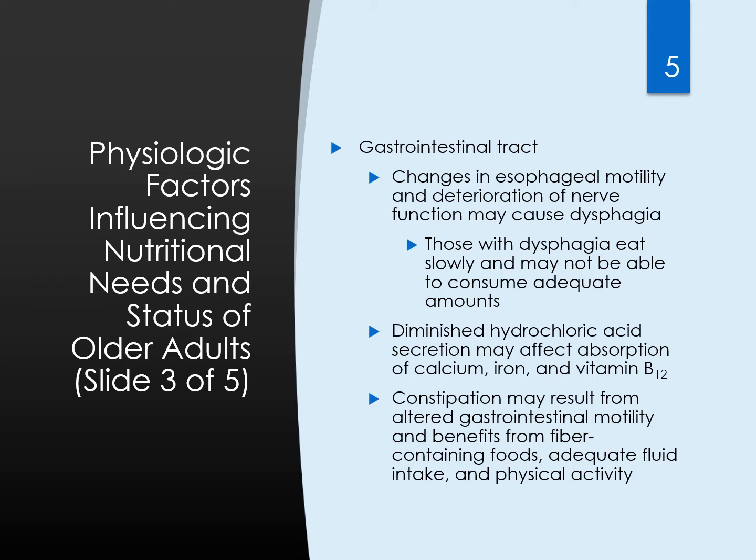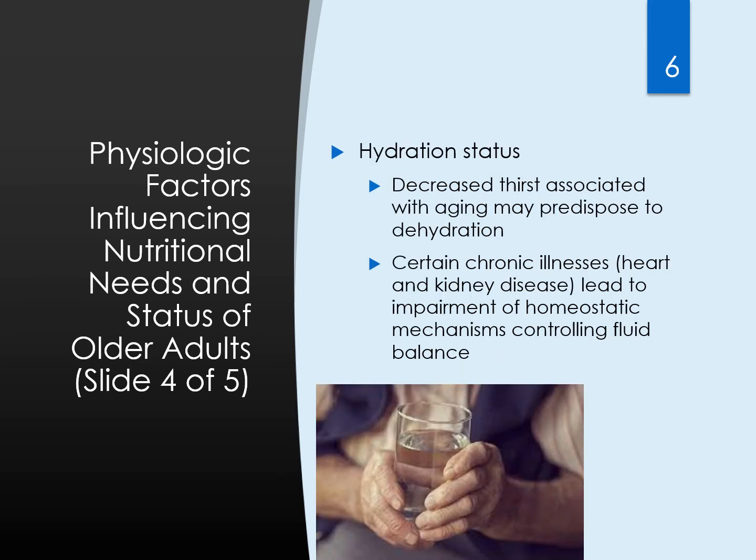And it could make them eat not only slower, but also to not eat enough food because they just don't want to. Diminished hydrochloric acid secretion may affect absorption of calcium, iron, and vitamin B12, and then constipation may result from that altered gastrointestinal motility, and they benefit from fiber-containing foods, adequate fluid intake, and physical activity. So those are the three things that they need in order to combat these gastrointestinal tract issues and the issues with motility.